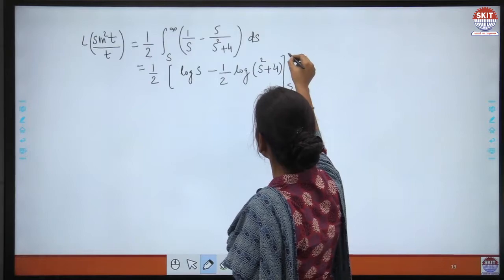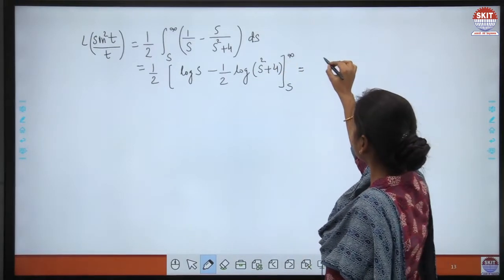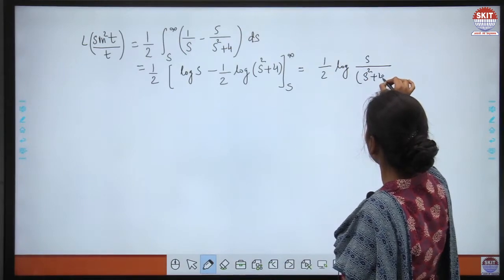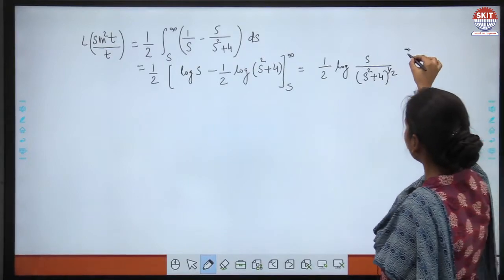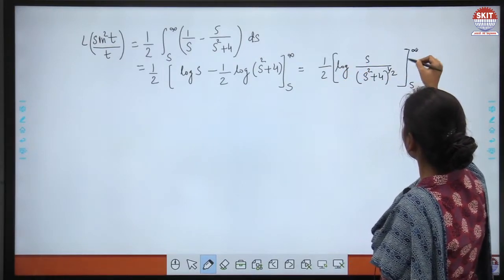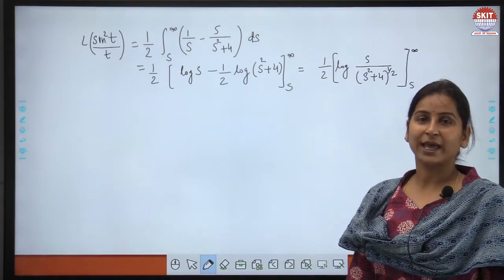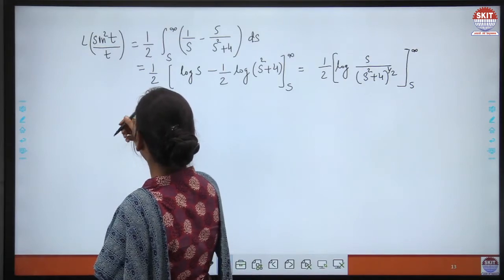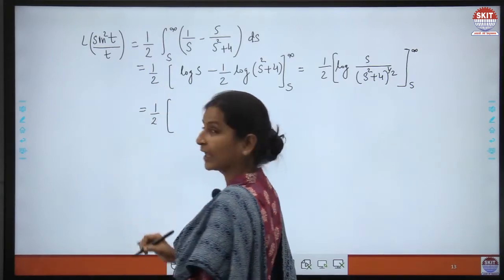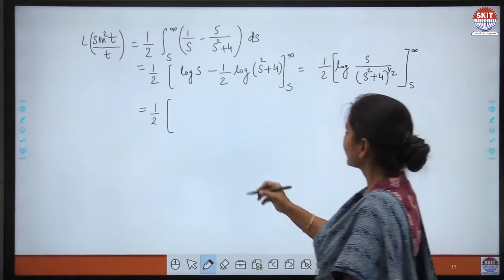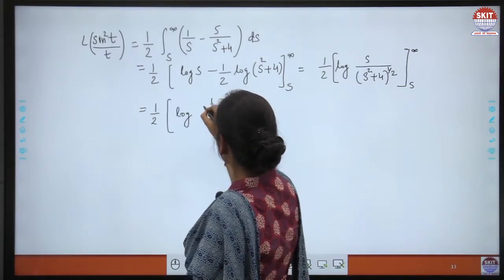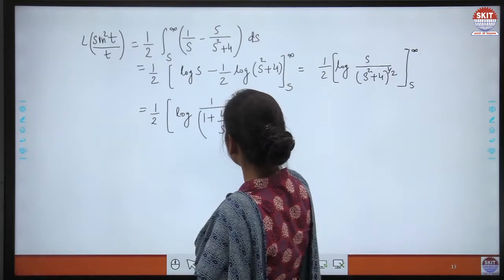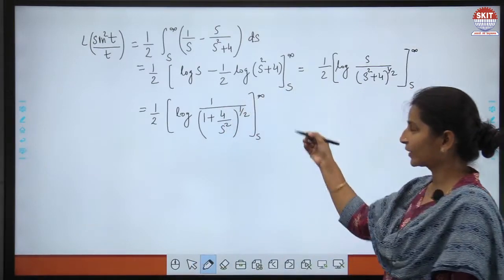The limits are s to infinity. Again, log can be combined together. So I can write it as 1 by 2 log of s upon s square plus 4 to the power 1 by 2, and the limits of integral will be s to infinity. Now again, since I have the limit infinity, s has to be adjusted in the form of 1 by s. To adjust in 1 by s, I write down the result as 1 by 2 as it is. Then I have to divide the numerator and denominator by s. So I get log of 1 upon 1 plus 4 by s square to the power 1 by 2 and limit s to infinity. Now I put the limit infinity.